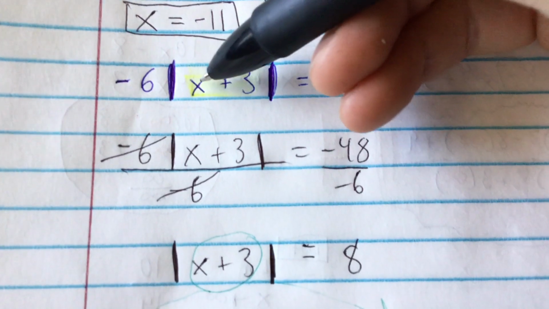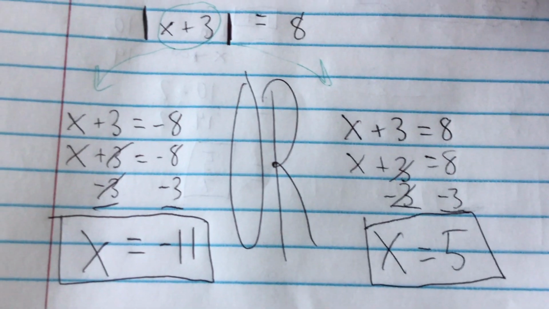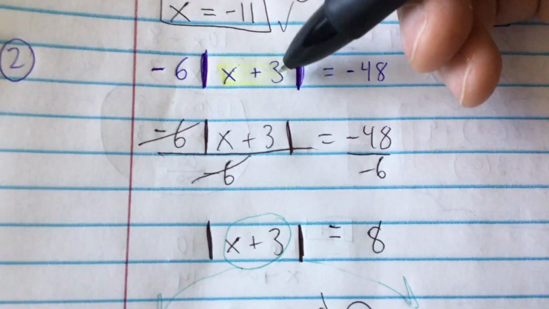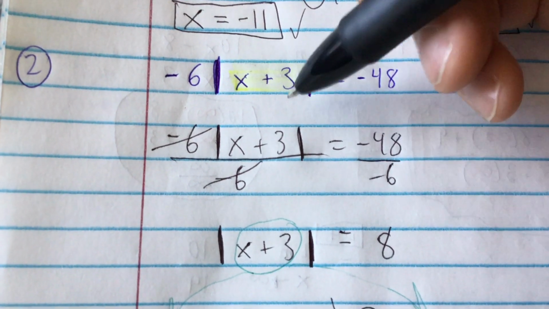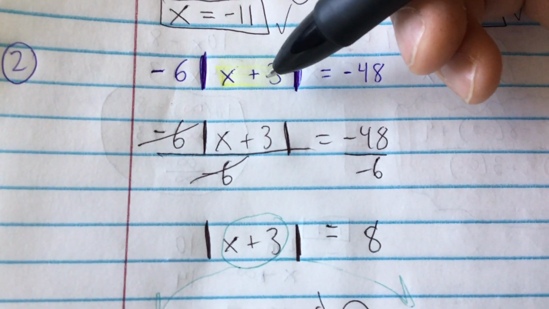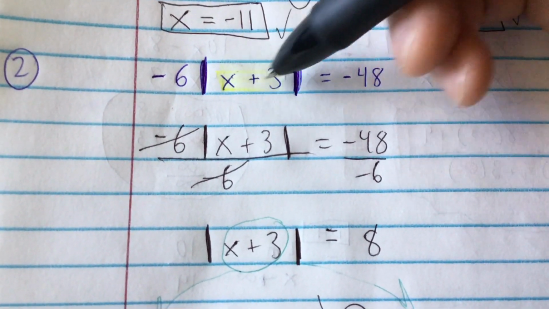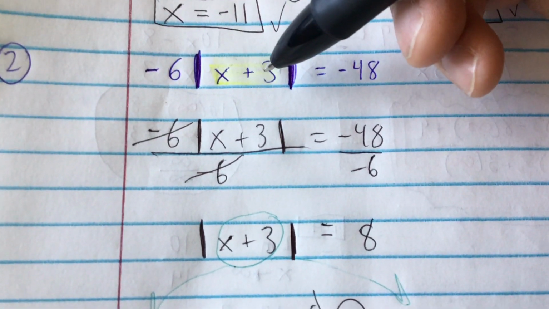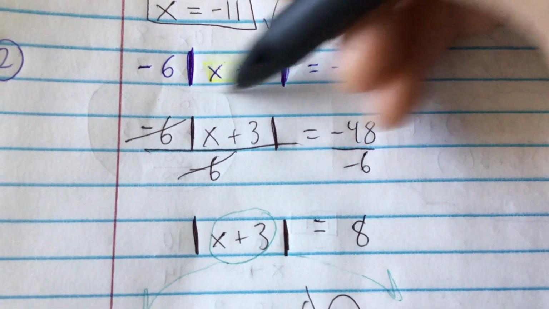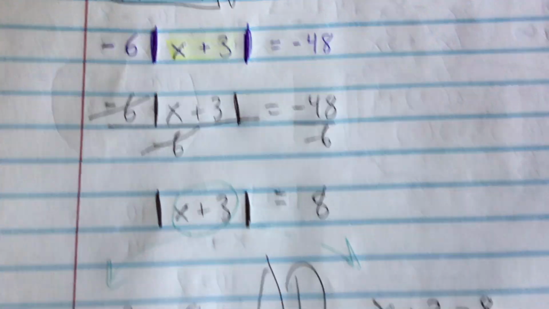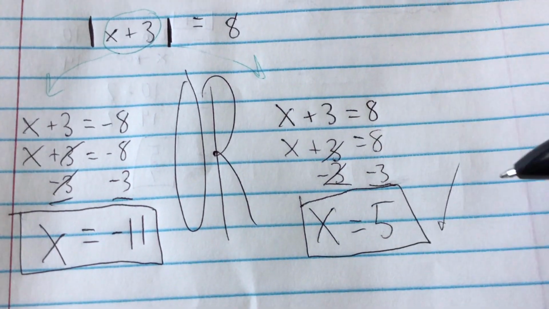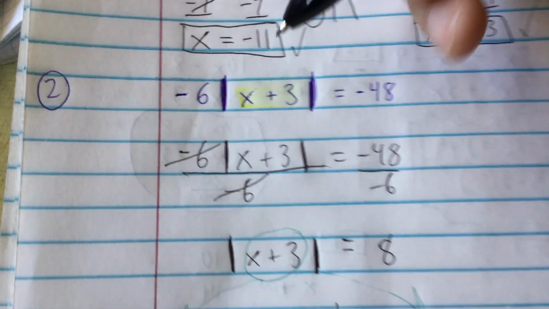So let's plug in x equals 5, because that's one of the solutions. 5 plus 3 is 8, positive 8 to be exact. The absolute value of positive 8 is 8. Negative 6 times positive 8 is negative 48. So x equals 5 is legit. Let's plug in x equals negative 11 now.